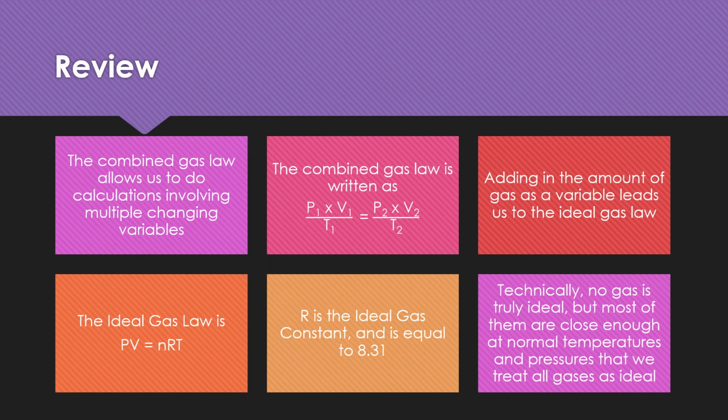Let's review. The combined gas law, which is written as P1 times V1 divided by T1 equals P2 times V2 divided by T2, allows us to do calculations involving multiple changing variables. Adding the amount of gas in the equation leads us to the ideal gas law, which is PV equals nRT. R is the ideal gas constant and is equal to 8.31. Technically, there is no such thing as an ideal gas, but the vast majority of gases are close enough to ideal at normal temperatures and pressures that we treat them as ideal gases anyway.